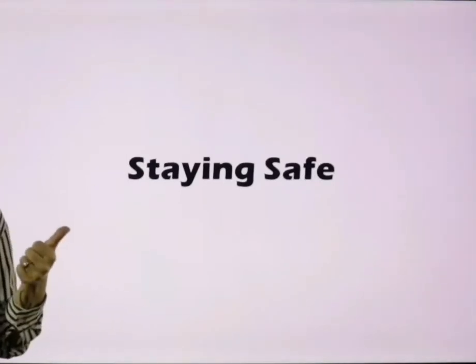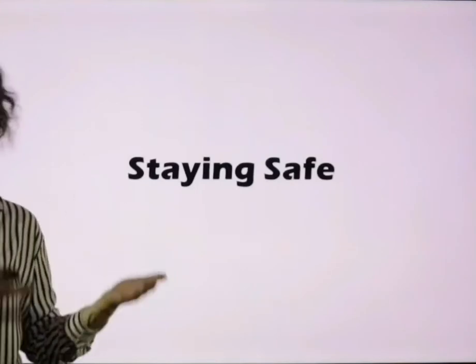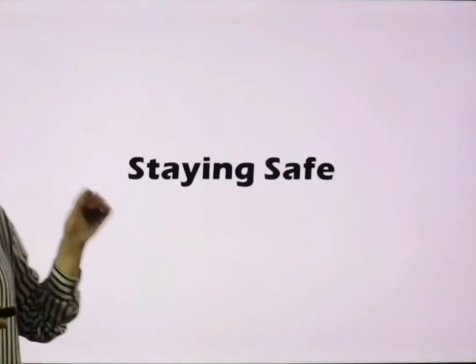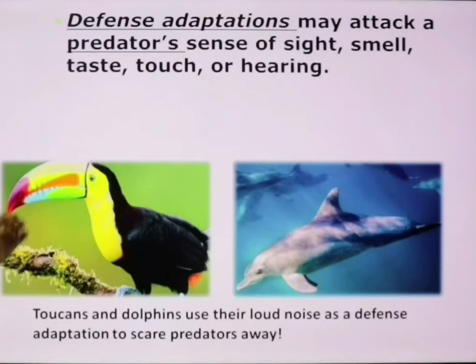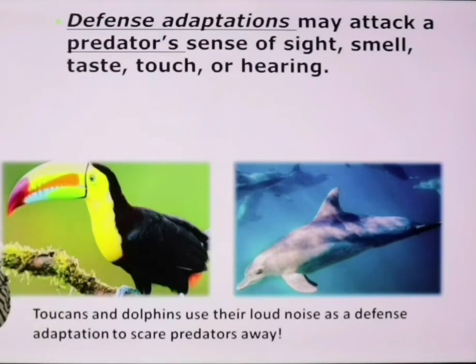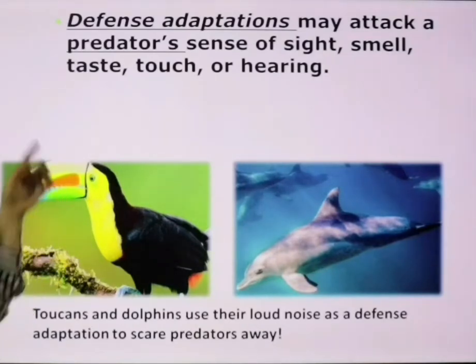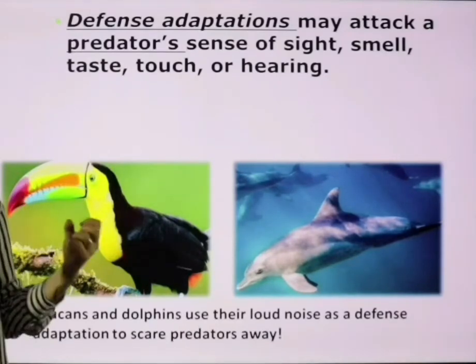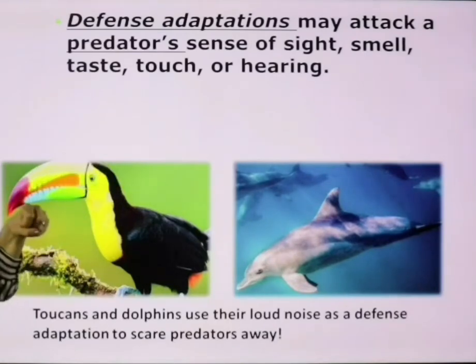Staying safe. So the first reason for structural adaptation is staying alive. The second part is staying safe. This is why living things also adapt to stay safe. Defense adaptations may attack a predator's senses. What are our 5 senses? Our sight or seeing, hearing or listening, smelling, tasting, and feeling or touching. These are the senses. So a defense adaptation, or the traits or characteristics that help the animal defend itself, may attack a predator's sense of sight, smell, taste, touch, or hearing.